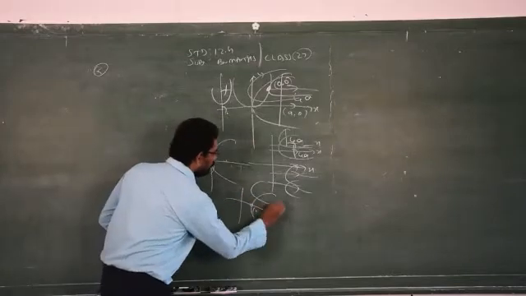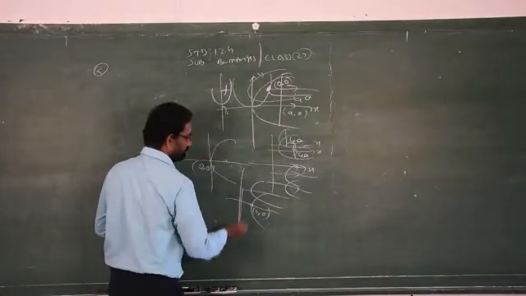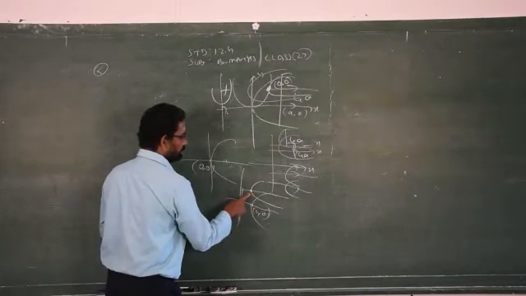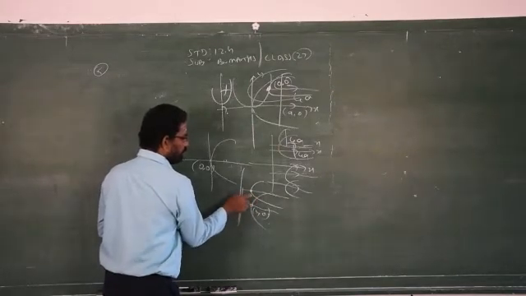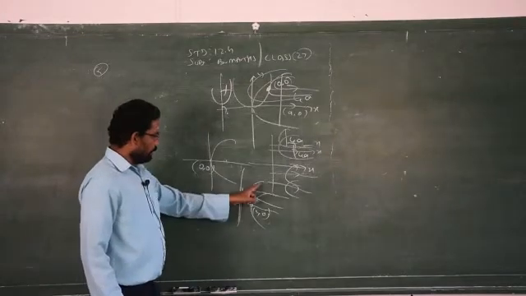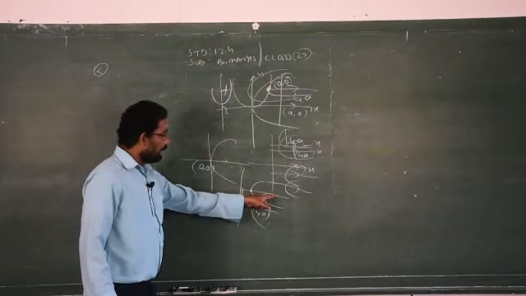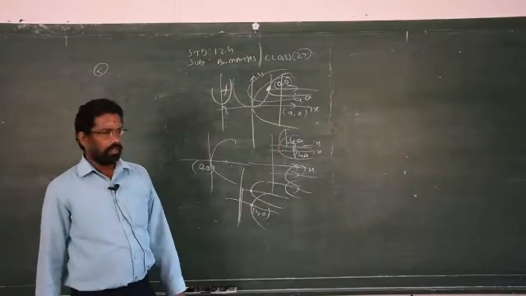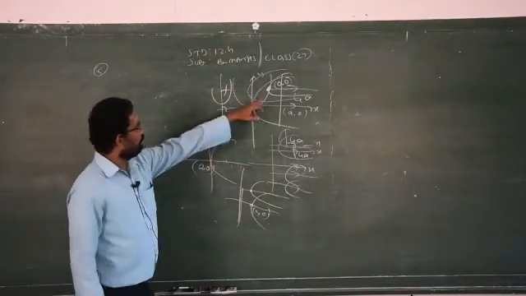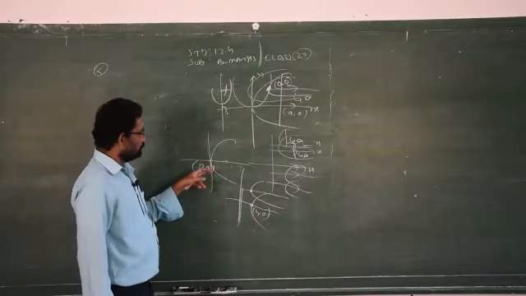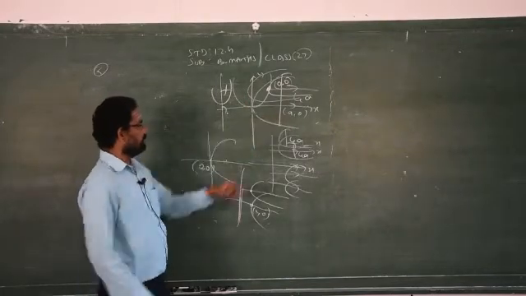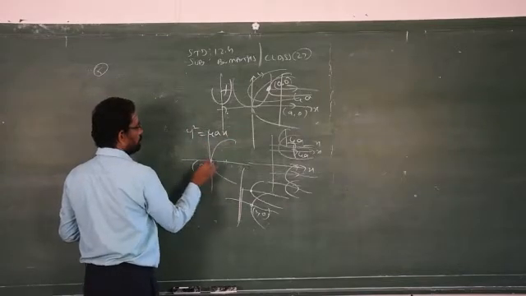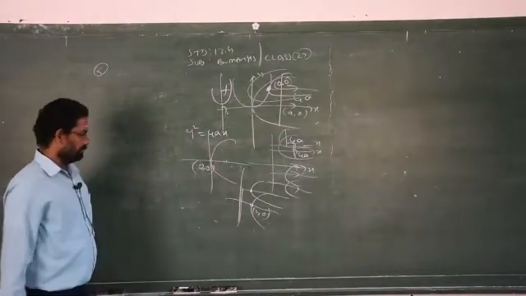Similarly, if you draw like this, the center of the parabola, that is the vertex, will change. You cannot call it (0, 0). This is not passing through (0, 0), but the axis of this parabola is parallel to the x-axis. Clear? So this is the general formula. When the parabola is passing through (0, 0), that's what we got, y square equal to 4ax.